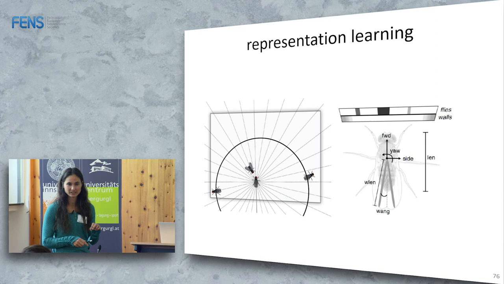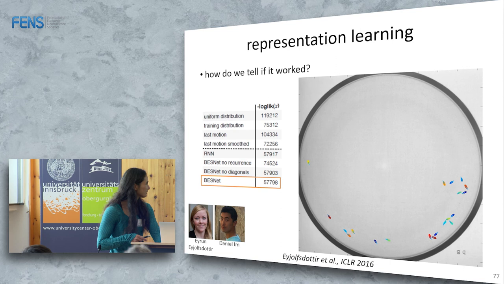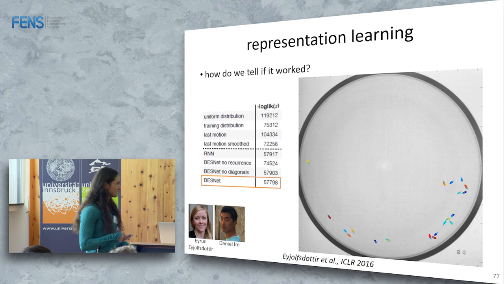So we have some representation of the sensory information of this fly, and then we want to predict the motion of the fly between this frame and the next frame. We've tried a bunch of different types of neural networks for doing this. We can quantify how well things are working by looking at the log likelihood, but it ends up just giving us a number.